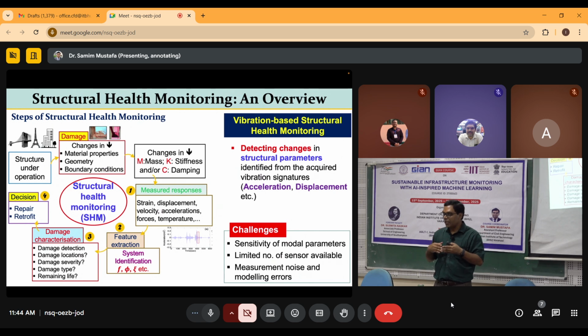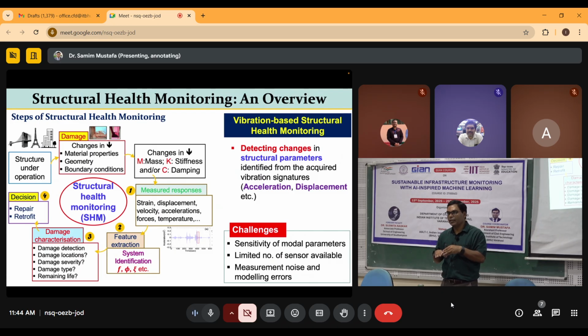Sometimes damping is highly sensitive because it relates to the energy dissipation. Now when there is damage, it is expected that energy dissipation also increases. So there could be changes in the modal damping ratio. But the problem with damping is that it is also not a stable parameter. It also depends on the amplitude of the vibration.